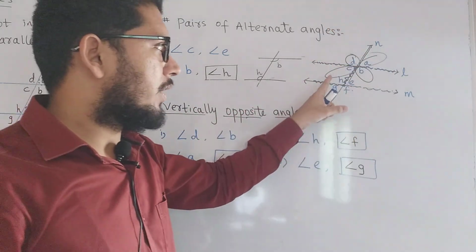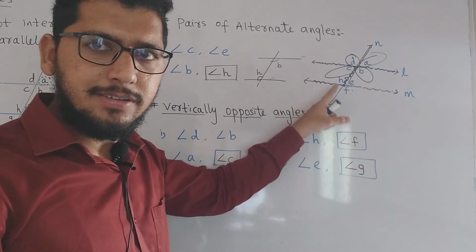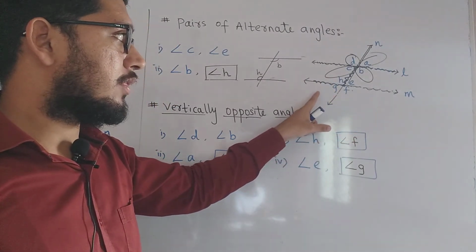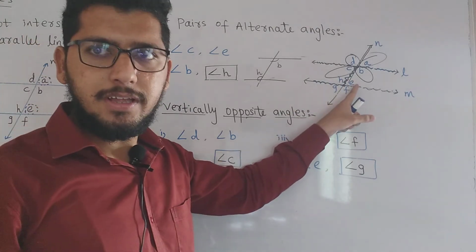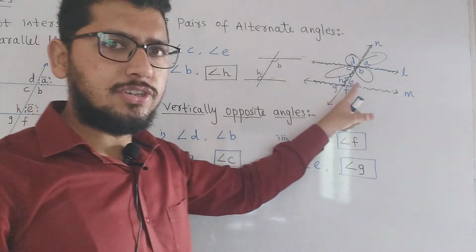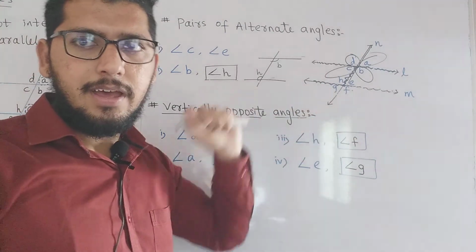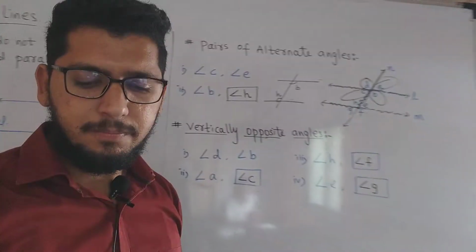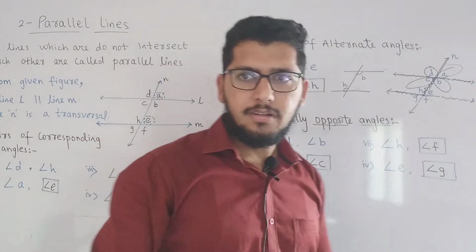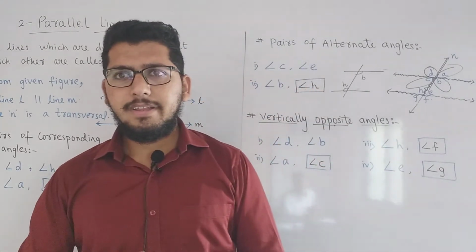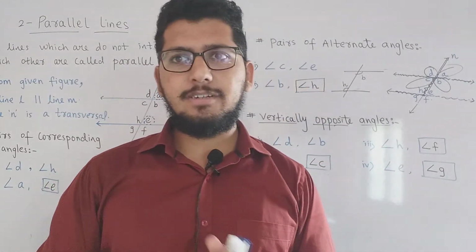In the same way, the vertical opposite of angle H is F and the vertical angle of G is E. So vertical opposite angle G is equal to E and vertical angle H is equal to angle F. So with this we have completed all three types of angles from this chapter. In the next lecture we will see practice set 2.1.